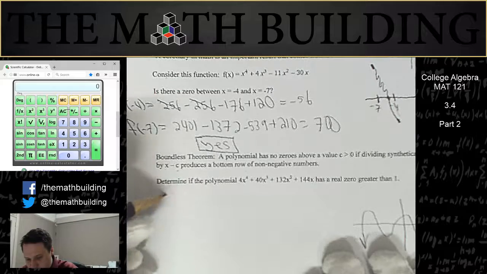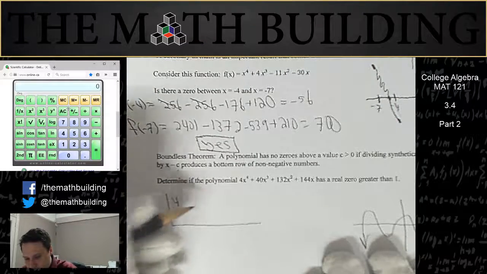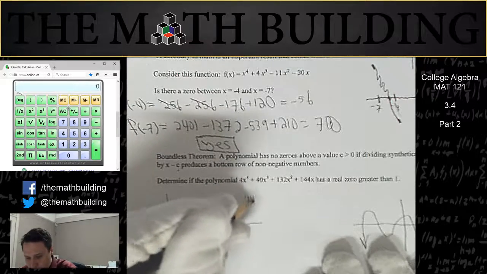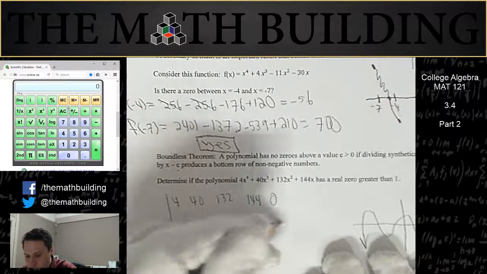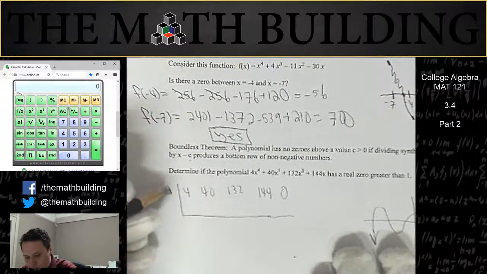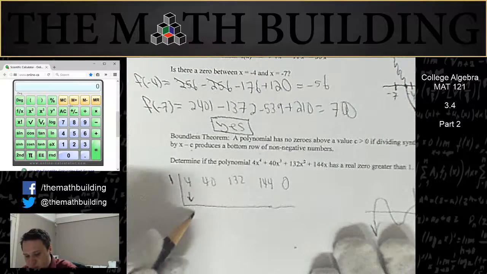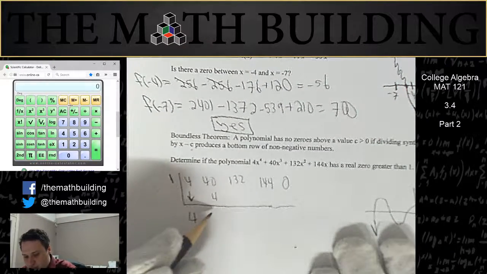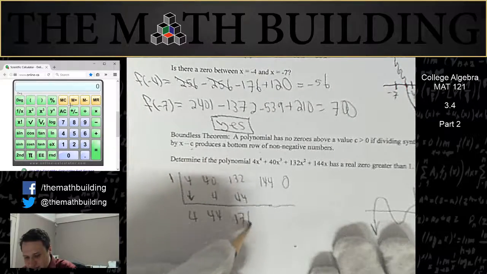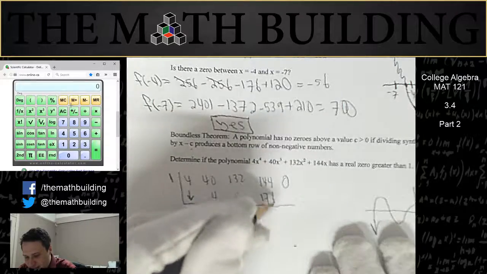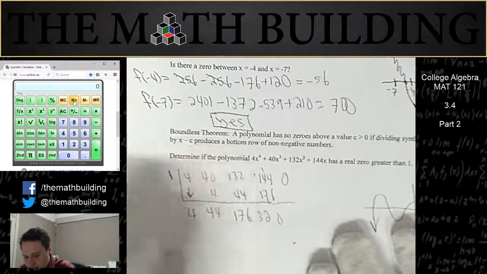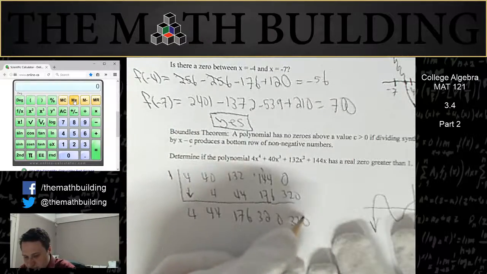Let's do synthetic division. 4, 40, 132, 144, and don't forget your placeholder. We don't have a constant term, so I need to put a 0 right there. And let's do 1. Let's see if this is all positive. That's a 4. 1 times 4 is 4. That's 44. 1 times 44 is 44. That'll be 176. 1 times 176 is this. Add those down. 320. That's 320 with a remainder of 320.